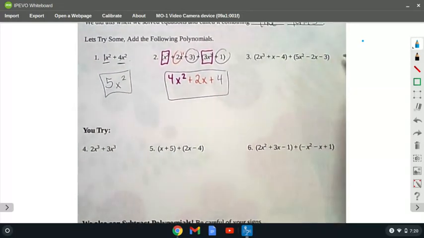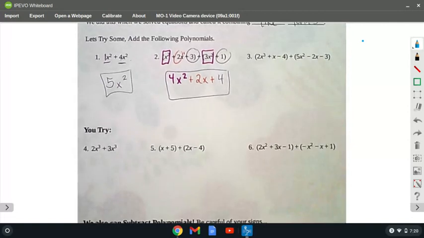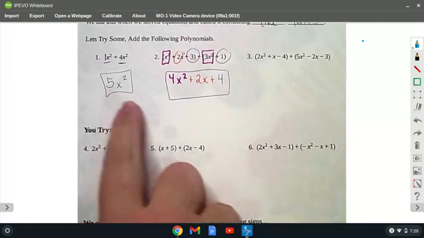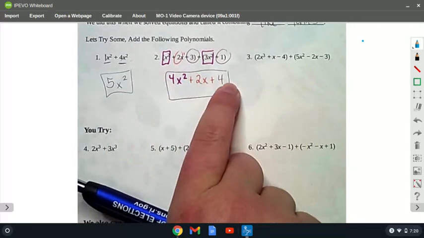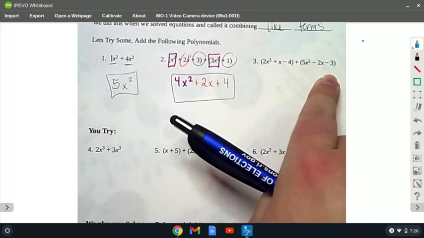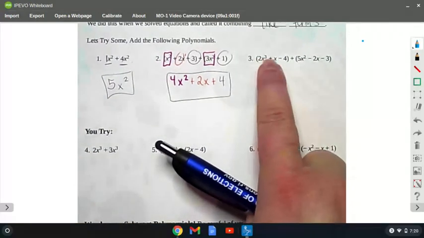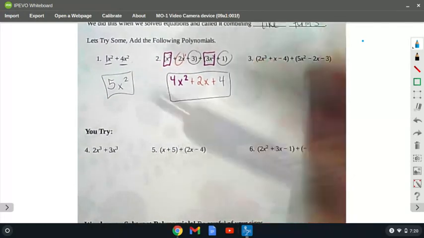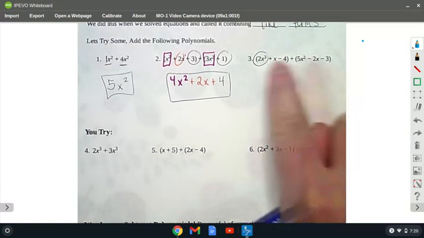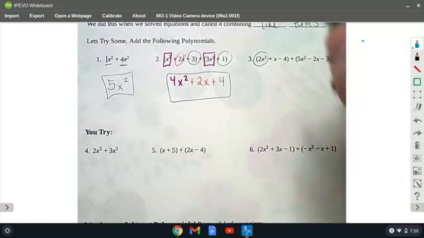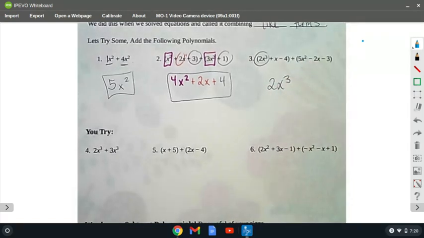In this next one, the biggest, and I always want to start with the largest degree I have because I always want my answer written in standard form. So see how this goes 2, 1, 0 for degree? I want this to also be in standard form. So looking at this, the largest exponent I have is a 3. So that's what I'm going to start with. And I don't see any other like terms to go with that. I don't see any other exponents of 3. So I'm going to put that first.